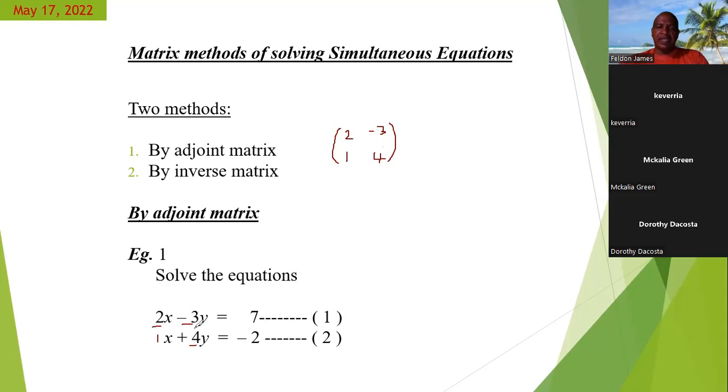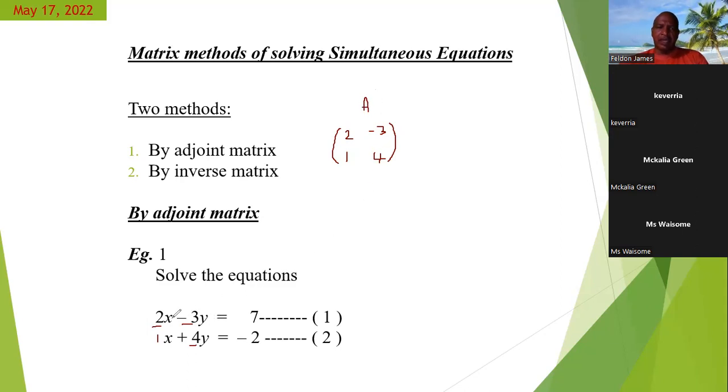All right, so after you write the coefficients, this is known as the matrix of coefficients, right? Having done this, this becomes the matrix of coefficients, and we generally label this matrix as A.